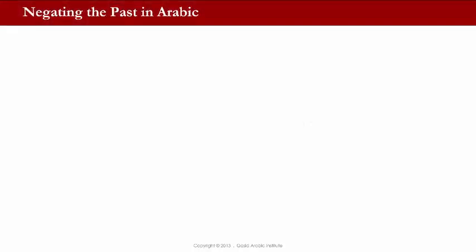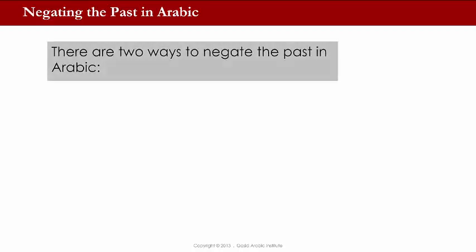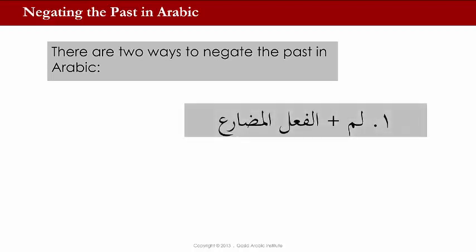In this video, we're looking at how to negate the past in Arabic. In Arabic, there are two ways to negate the past. The first is with lam plus al-fi'l al-mudari', the present tense verb. You might ask, why the present tense verb if we are negating the past? And we'll talk about that in the following slides.